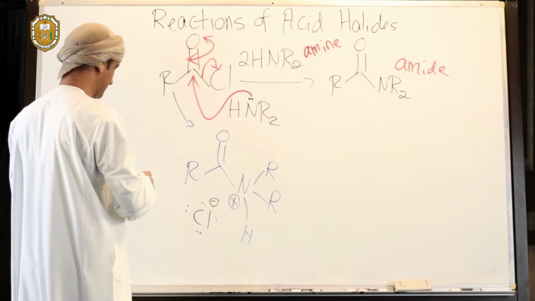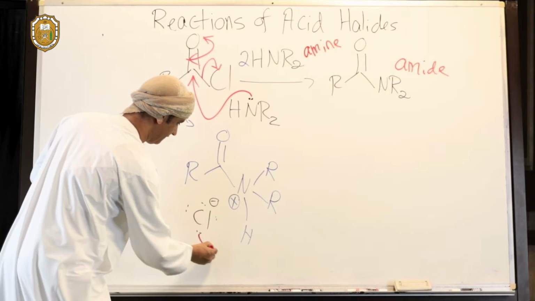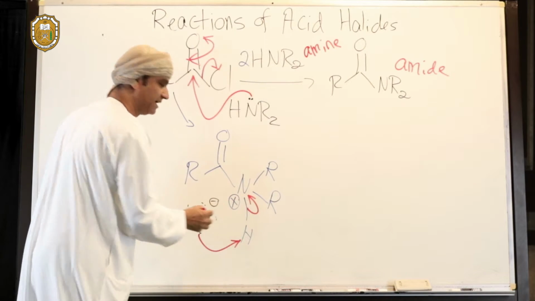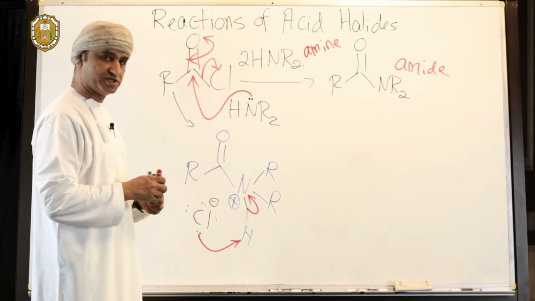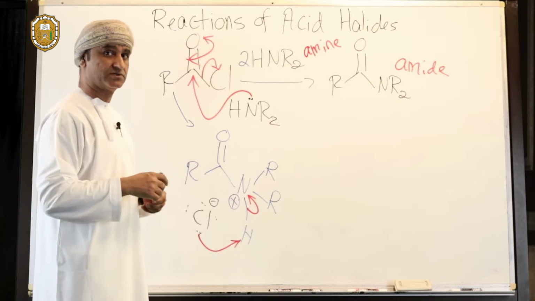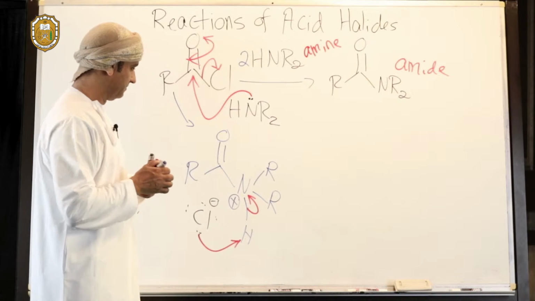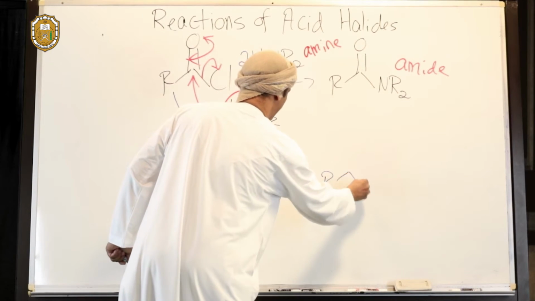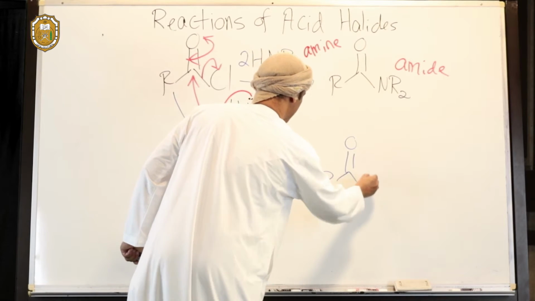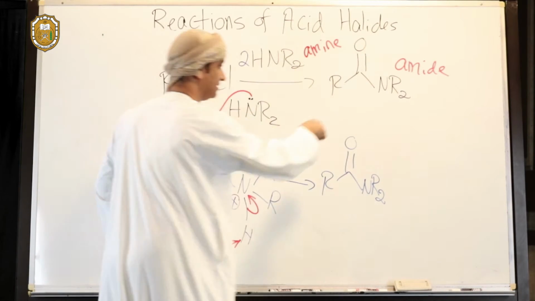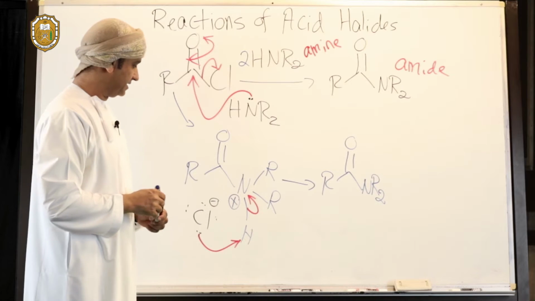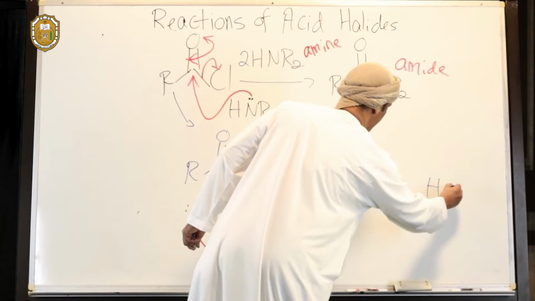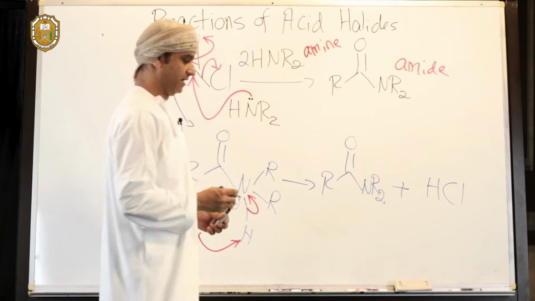The chloride ion can come and take off this hydrogen, breaking that hydrogen-nitrogen bond, releasing electrons to nitrogen. So what we get is actually the final amide product that appears in the scheme, plus HCl. So HCl is also formed.